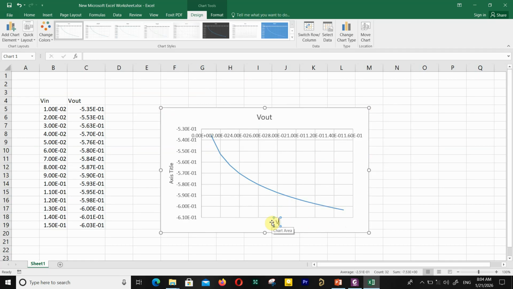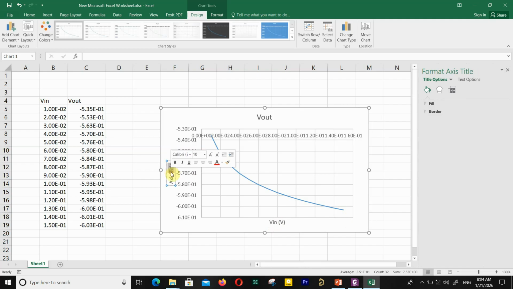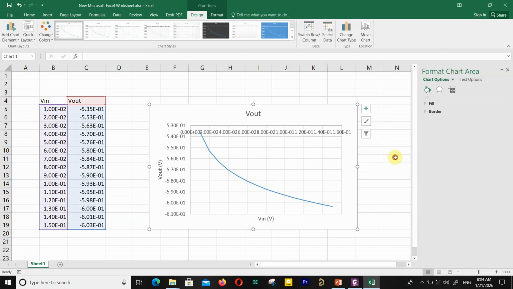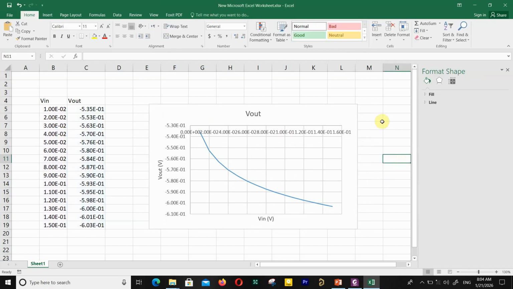This is V in in volts, and here the y-axis is V out in units of volts, V. So this is the result in Excel. I just want to show you how we can plot this.